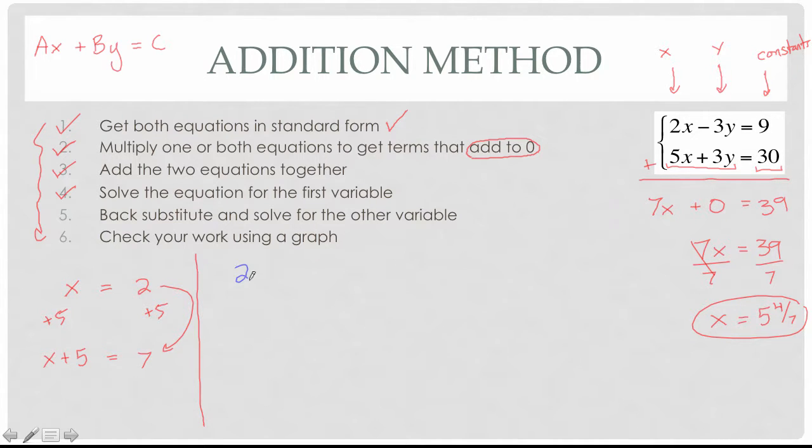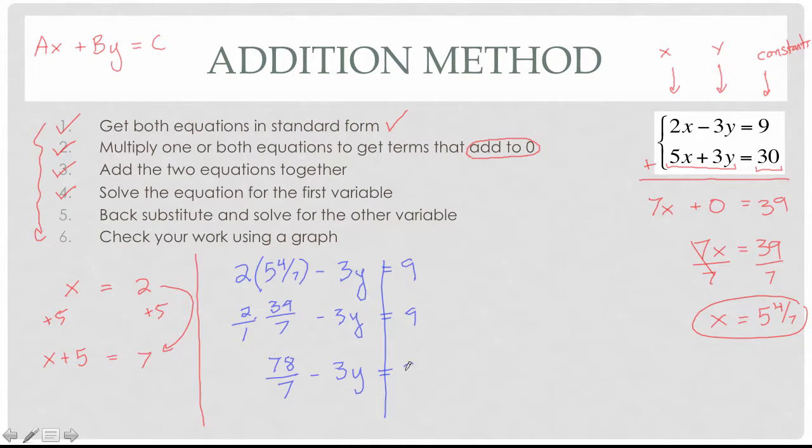So we got 2 times 5 and 4/7 minus 3y equals 9. And now we're going to solve this out for y. I'm going to change 5 and 4/7 back into 39/7 to make it a little easier to multiply by 2. And now 2 over 1 times 39 over 7 is going to give me 78 over 7 minus 3y equals 9.